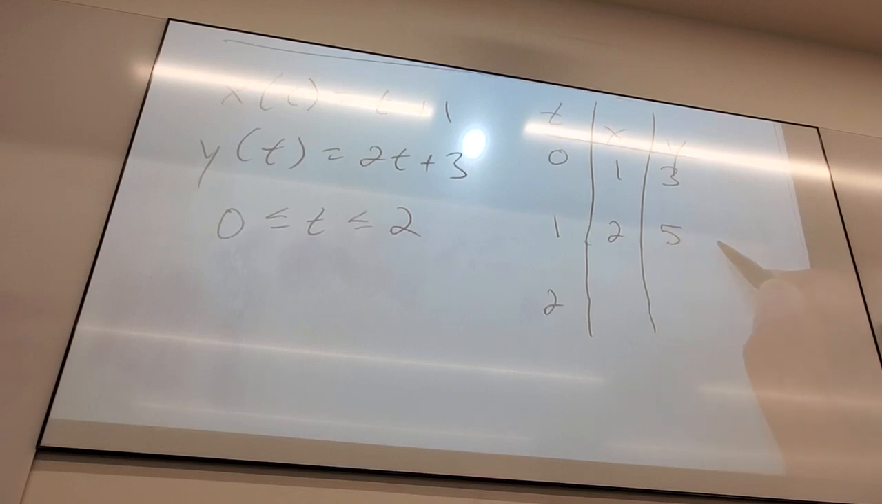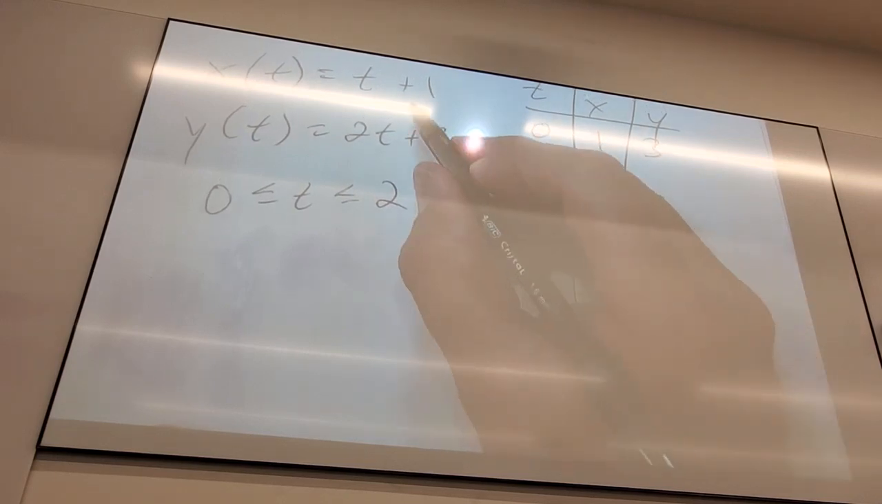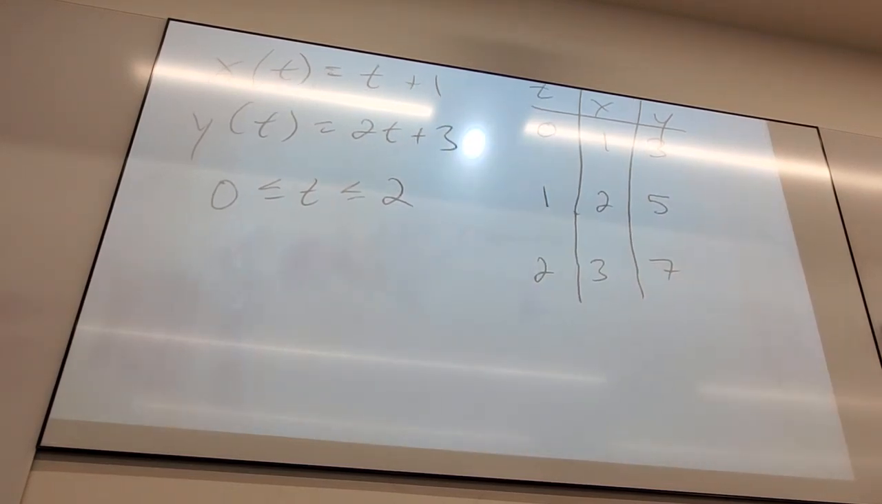Everybody, we're all like, let's let Christina do it. She's doing it. And if I put a 2 in, of course I get 3 and 7. So then to do that, you just plot those points.